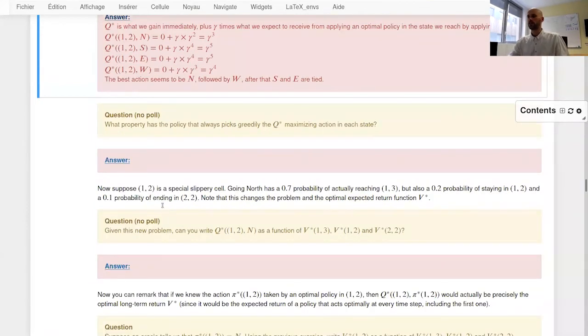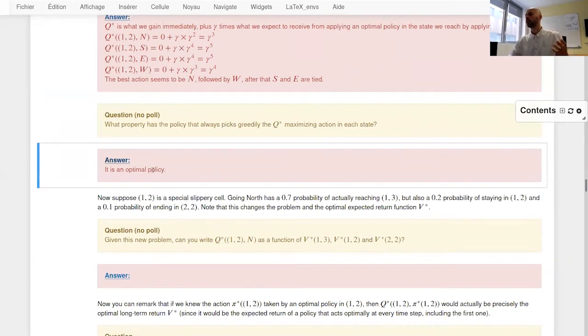Let's move on with those questions. What property has the policy that always picks greedily the Q star maximizing action in each state? Well, the answer is pretty simple. It's quite intuitive. That policy is optimal. Why? Because it actually maximizes the choice of the first action, given that it will act optimally afterwards. So that action that is picked greedily with respect to Q star is actually an optimal action in the starting state.